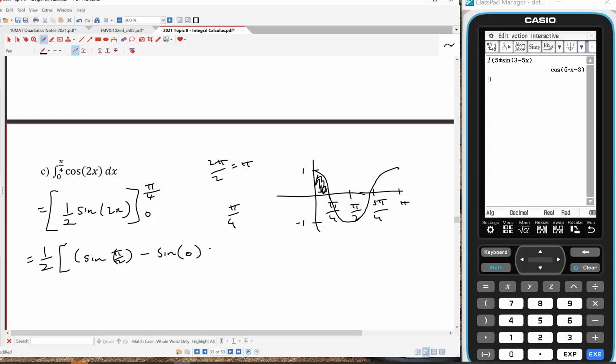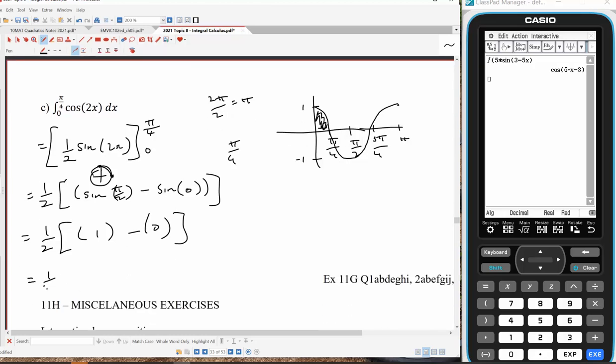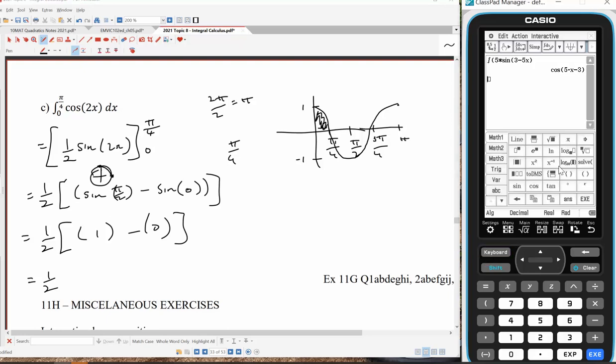2 times 0 is 0. The sine of 0. Probably over bracketed there, but never mind. Now the sine of pi on 2, that's 1. Take away the sine of 0 is 0. So 1 take away 0 is 1. Half of 1 is a half. So half is the signed area. It's also the actual area. Let's just check that out and make sure I got that right. So don't forget that Math 2 has the integral functionality. So shift and 0, pi on 4, 0, cosine 2x dx. A half, that's good. Hey, good problem to do.